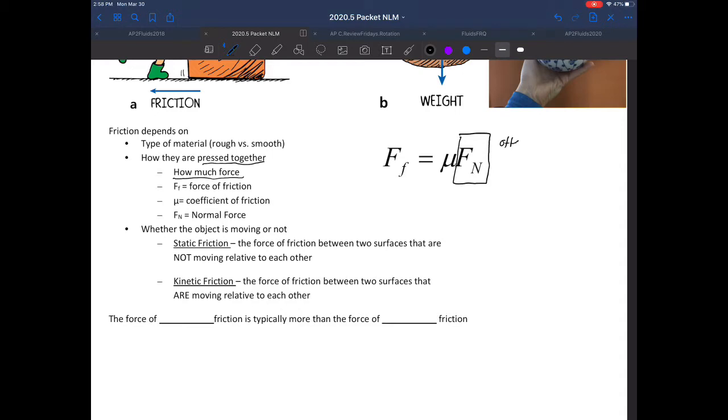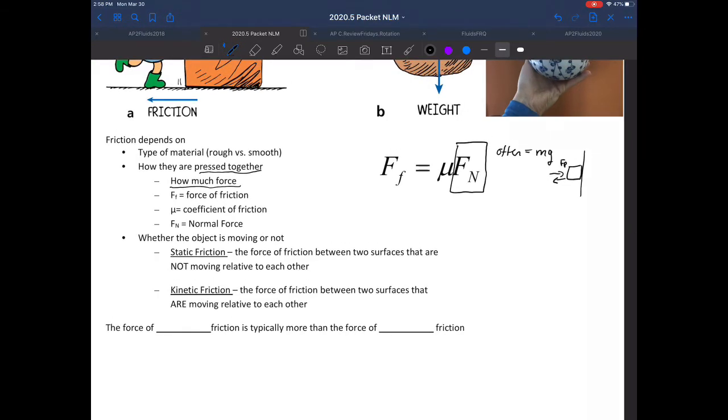This is often equal to mg, but is not always. For example, if you take an object and pin it up against a wall, you might push it, Fp, into a wall. The wall will push back against it with equal and opposite forces. So Fn is this amount of how much force we're pushing with. In our simulation, it was just equal to the mg of the different crates.